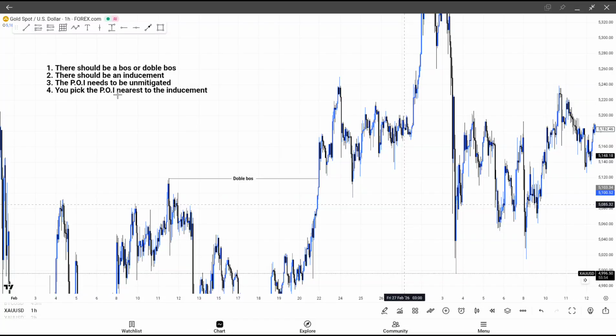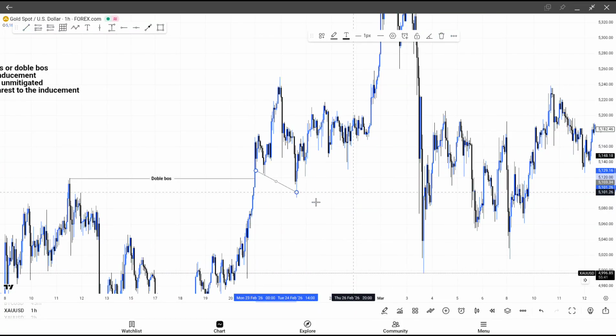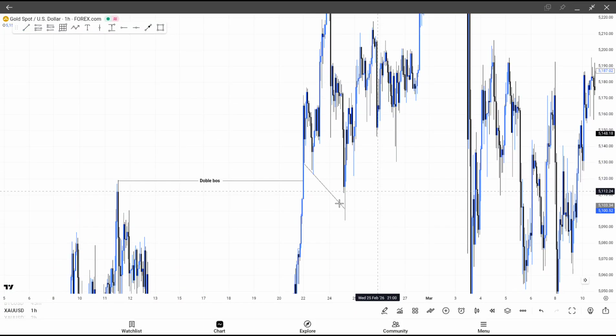The second rule says there should be an inducement. An inducement is the first pullback. So which one is the first pullback? The first pullback is this one. Let me show you the first pullback.